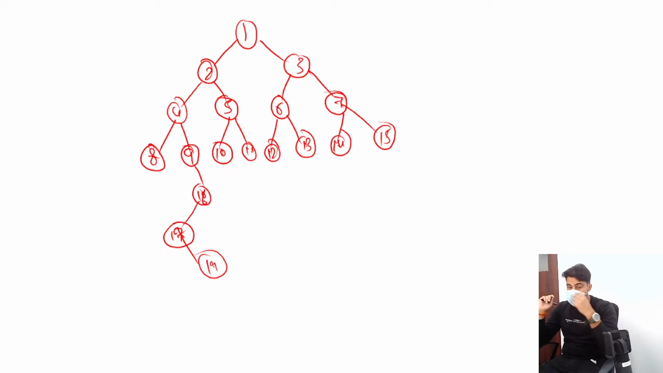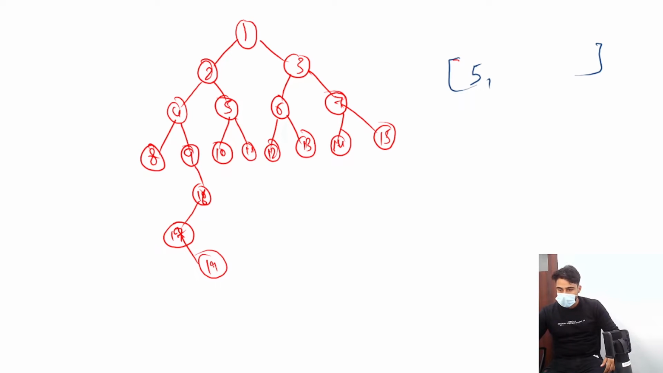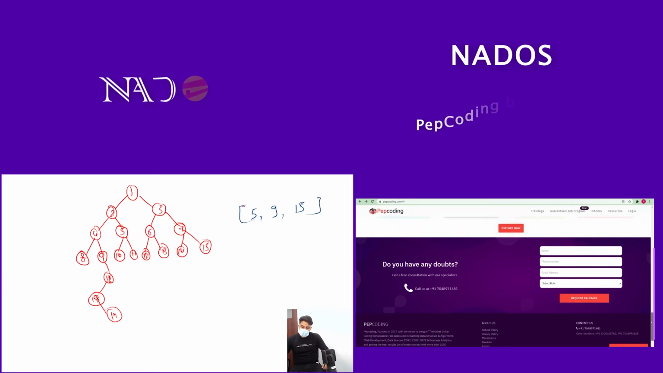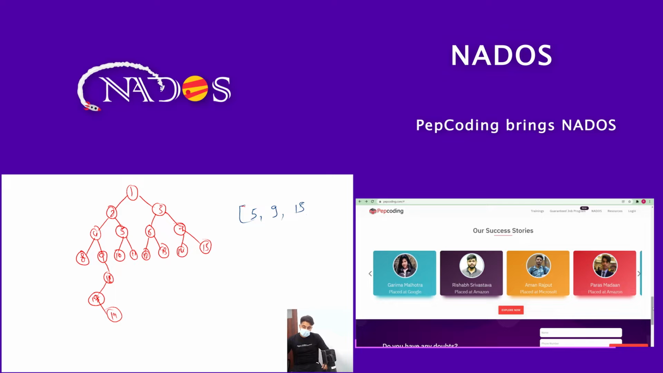Along with the binary tree we are provided with a vector or array list having some nodes. So let me make an array list. At first I'm taking 5, another I'm taking 9, and the last I'm taking 15. Okay, so I'm taking these three nodes in my array list or vector.